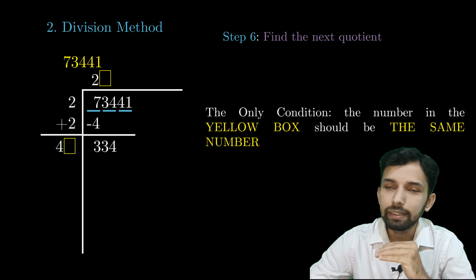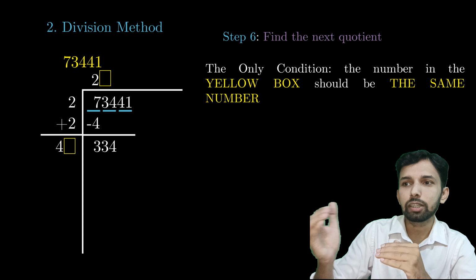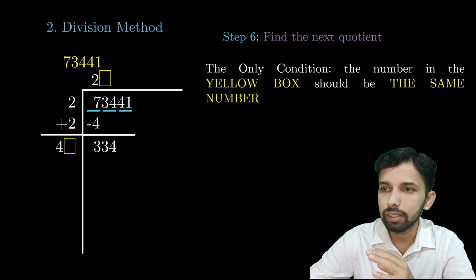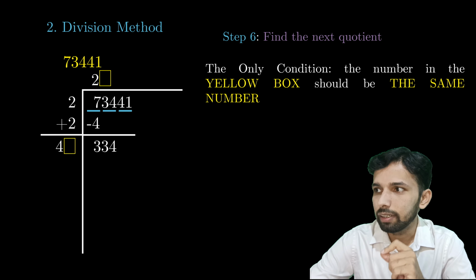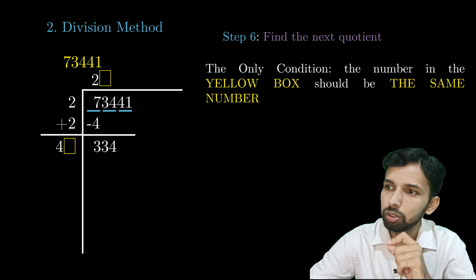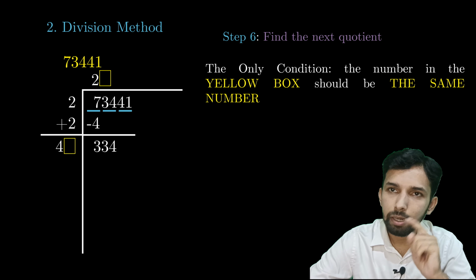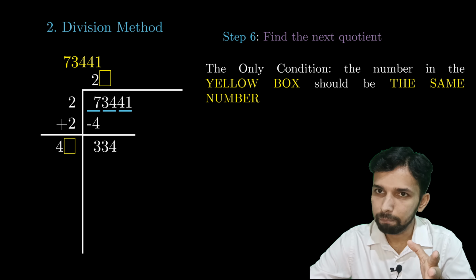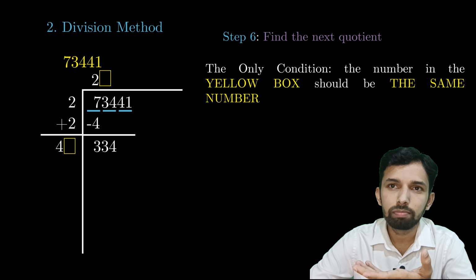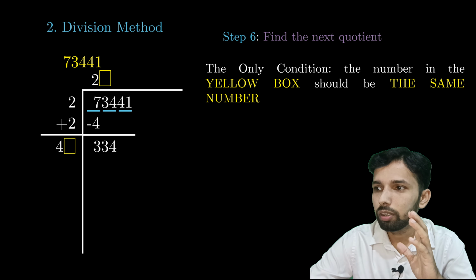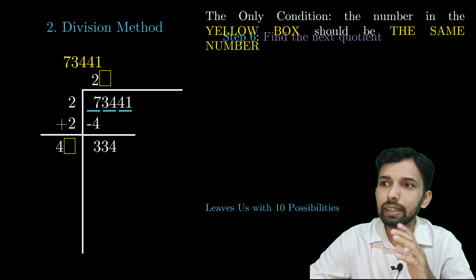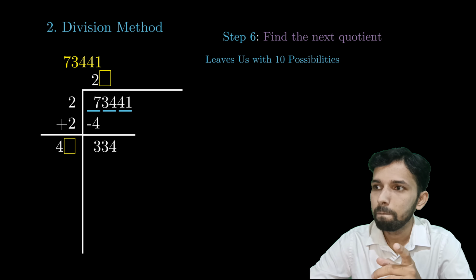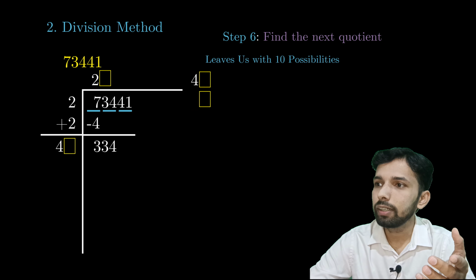Now see, find the next quotient. We are trying to find out the next quotient. But there is a condition for that. The only condition is that the number in the yellow box should be the same number. Can you notice 2 of the numbers, right? We need the same number over there. So it might be 0. If we talk about all the possibilities, it leaves us with 10 possibilities. What are those 10 possibilities? As I told you already.